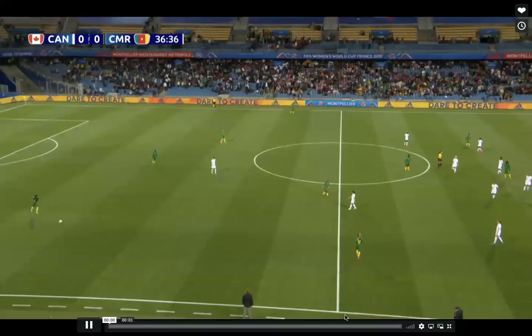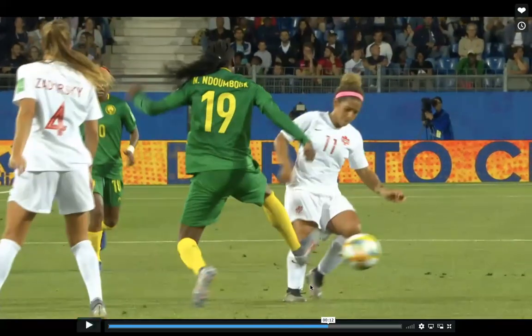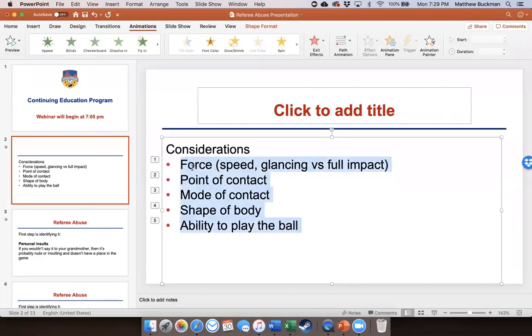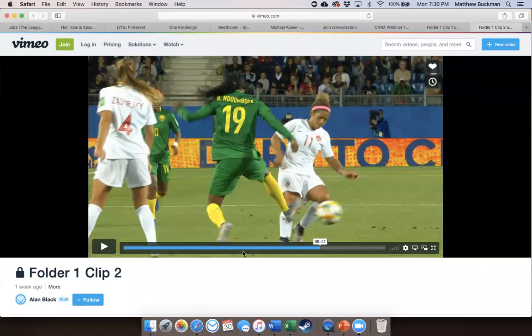Okay. I'm going to go back to our moment of truth if I can. Great. All right. So for those of you that joined us late, here are the considerations we want to be using: force, speed, glancing versus impact, full impact, point of contact, mode of contact, shape of body, and ability to play the ball. All right. Those are the considerations we want to be looking at. Now, let's have a look at this.